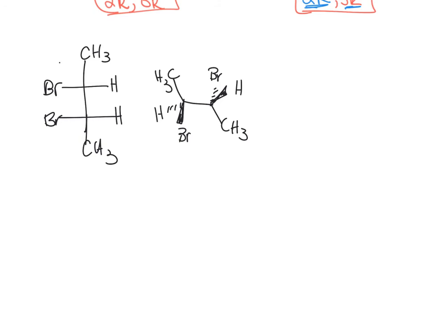Okay, so 1, 2, 3, 4, butane, and we're looking at 2,3-dibromobutane, and we're trying to figure out what the 2 and 3 stereocenters are. Here we have 1, 2, 3, 4, so we have butane again. We have a 2,3-dibromobutane, so we are looking to see.